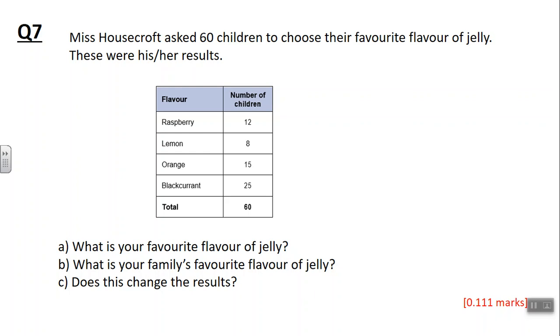So A, what is your favourite flavour of jelly? B, what is your family's favourite flavour of jelly? And C, does this change the results?